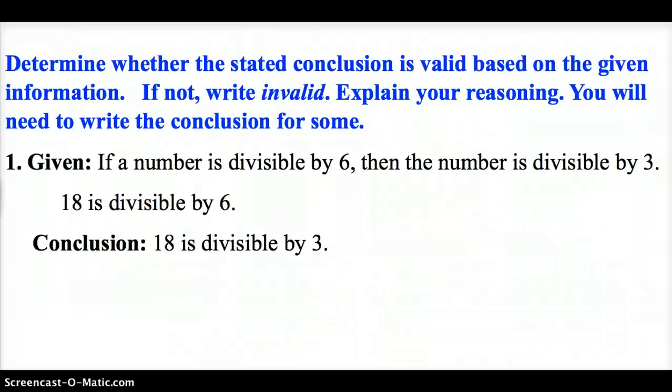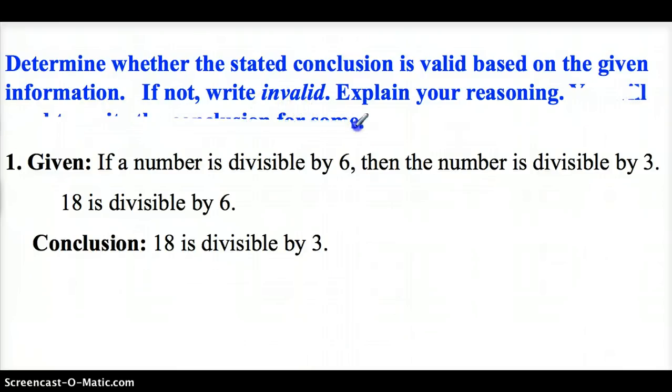In the next part, we have a number of examples. It says determine whether the stated conclusion is valid based on the given information. If not, write invalid and explain your reasoning. And at this point, we're not going to have to write any third conclusions. The conclusions are already going to be there. In examples farther down, we'll have to write those.